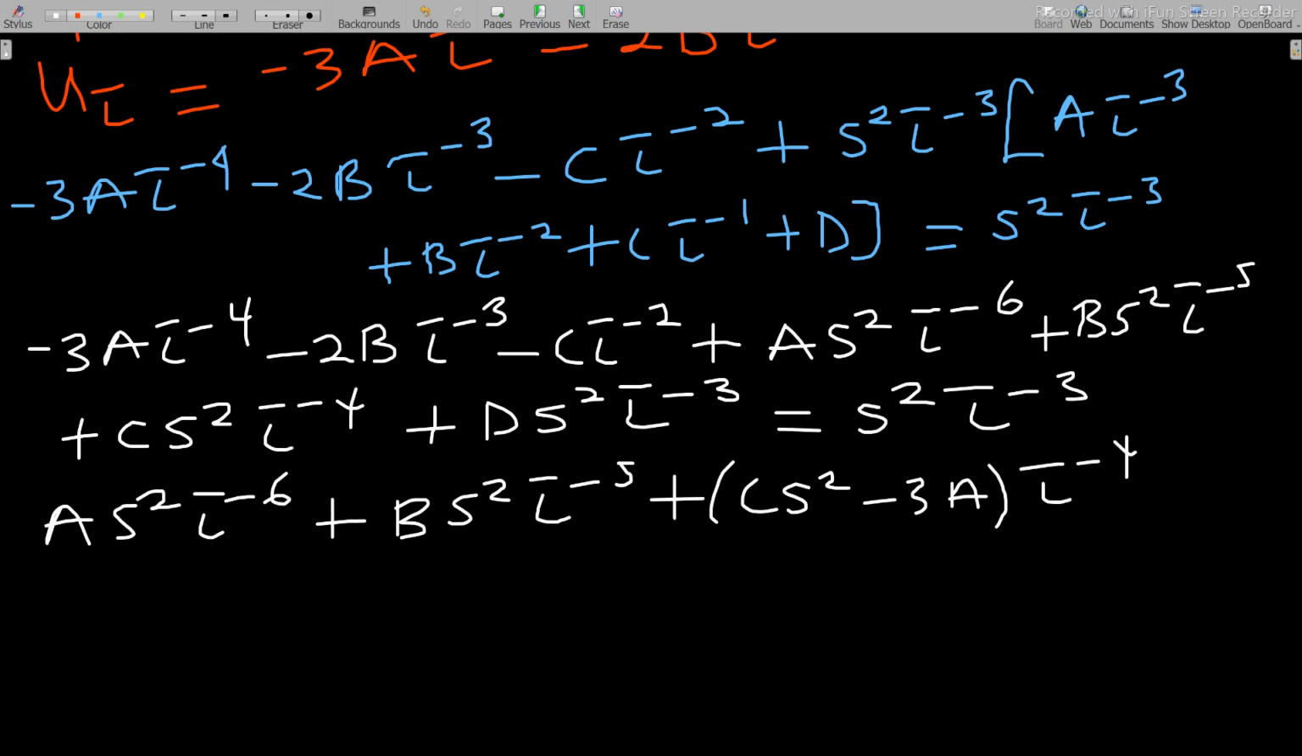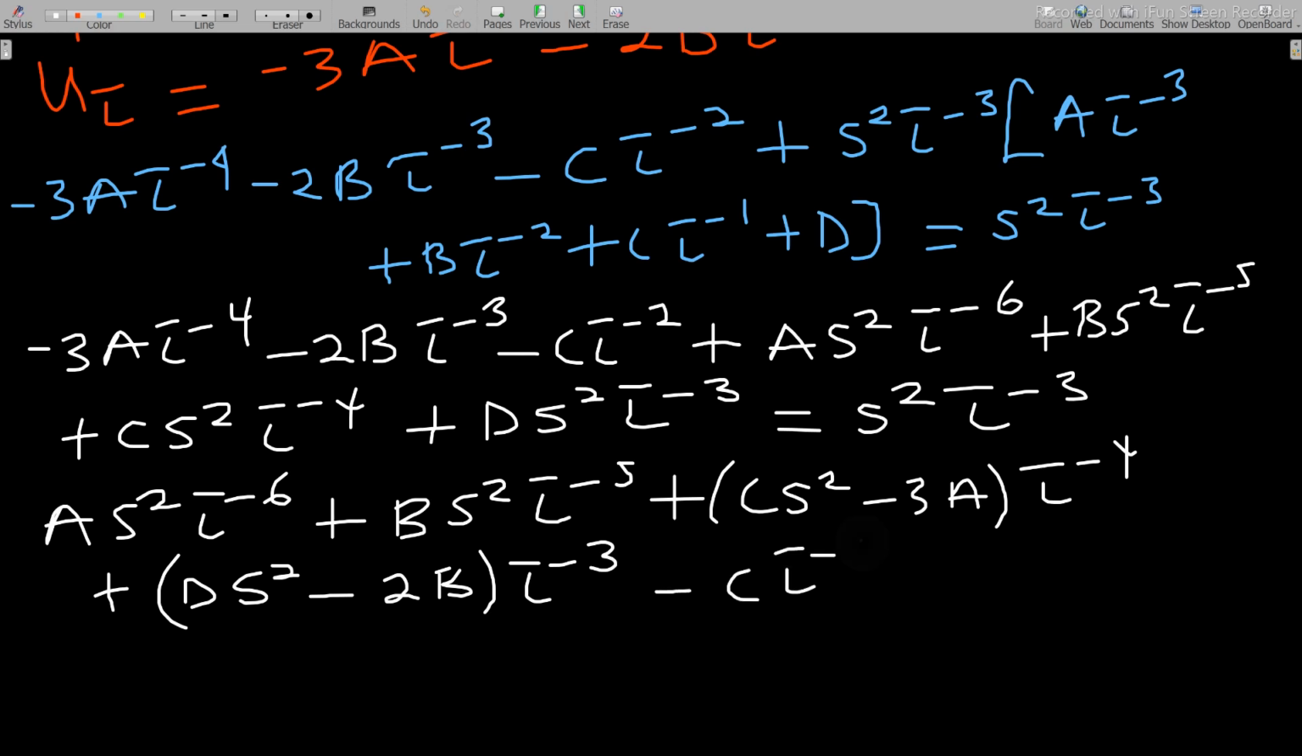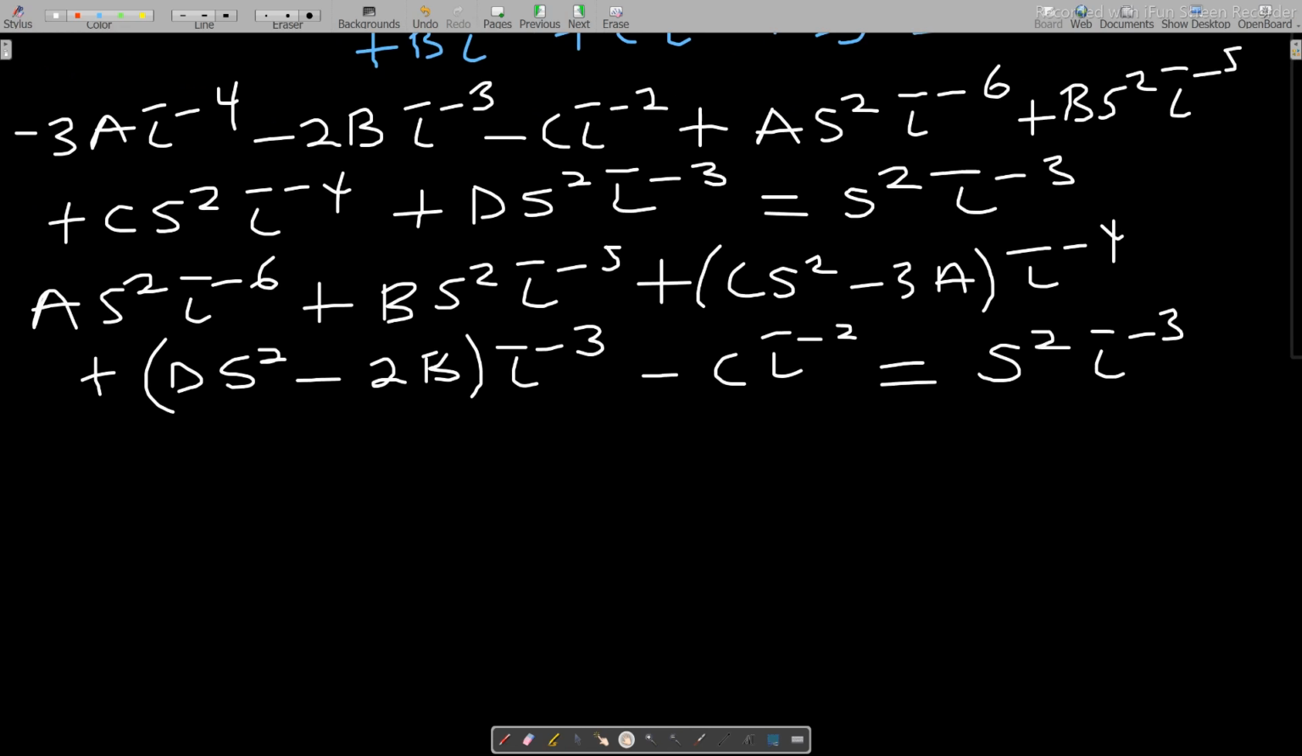Then I go to the negative 3: plus d s squared minus 2b, tau to the negative 3. And minus c tau to the negative 2. All should be equal to s squared tau to the negative 3. So I pick my polynomial at the left side and compare coefficients to the right side.